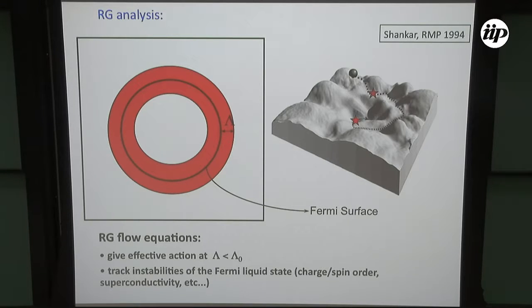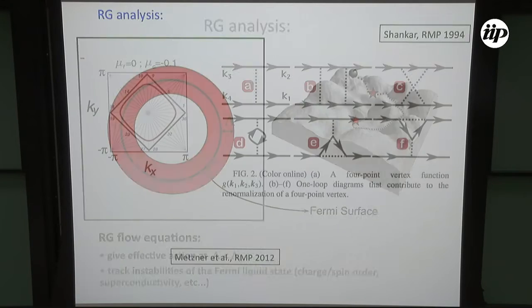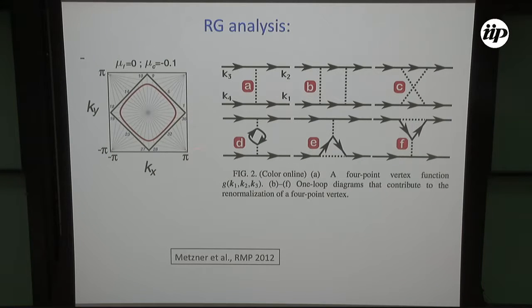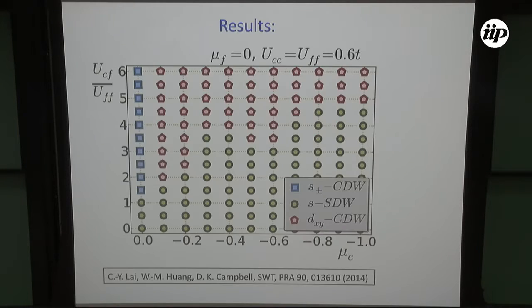I won't go into the technical details, but that's a well-established method. In particular, if you have some generic Fermi surface, one discretizes it and labels each position on the Fermi surface with a discrete patch, and we can then keep track of all the possible processes around the Fermi surface and follow their flow at one loop. These are the diagrams that contribute. So this will be the method we'll be using.